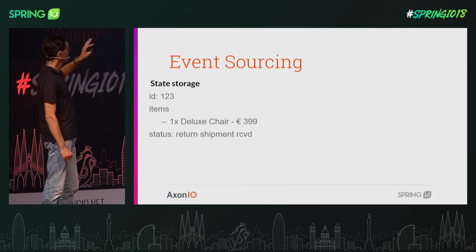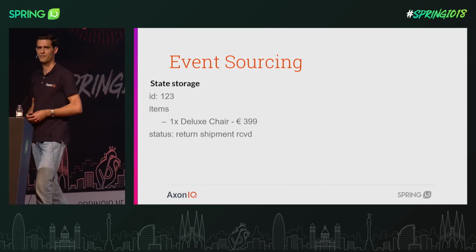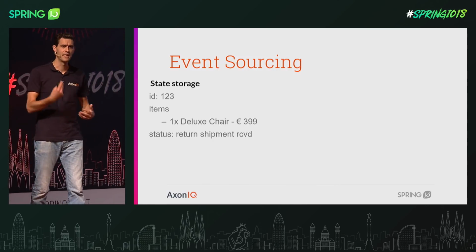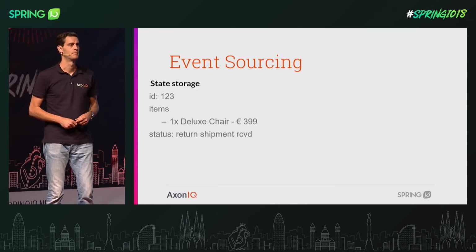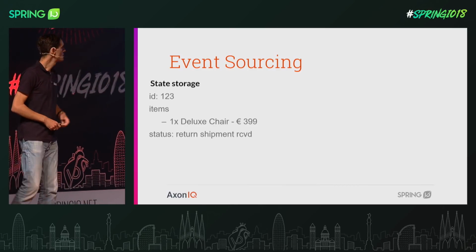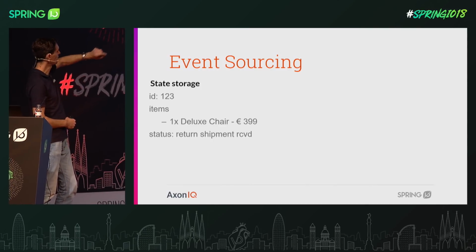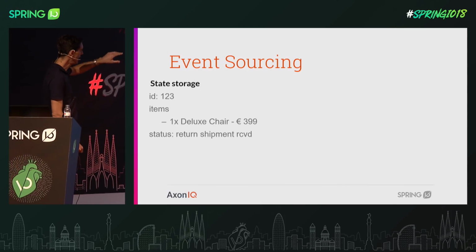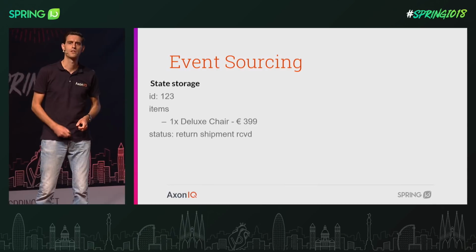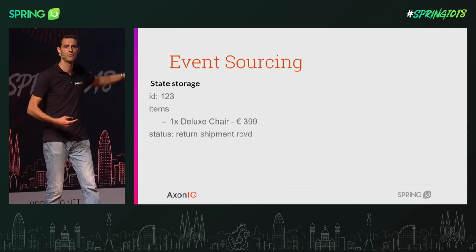Imagine an order, and we use state storage. You just store the current state, and every update basically deletes the old state. And as you know, delete means removing information. So in our order, we can see that there's an order for one chair, and the status is that the return shipment has been received. In other words, somebody bought a chair and sent it back. That is the history that we can derive from this state.